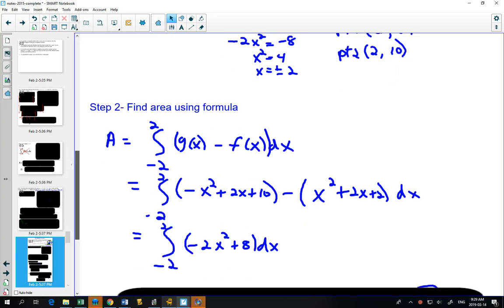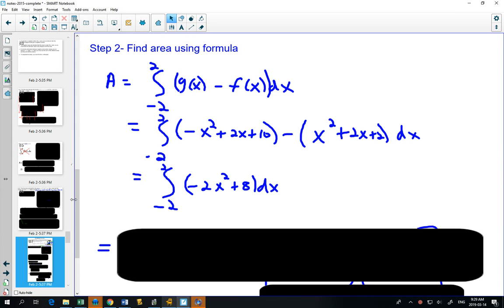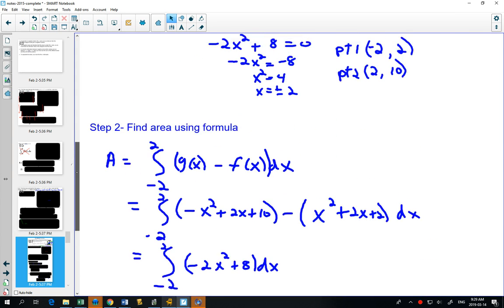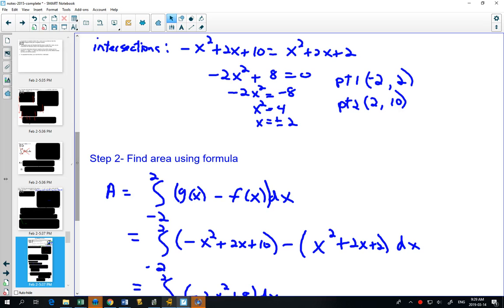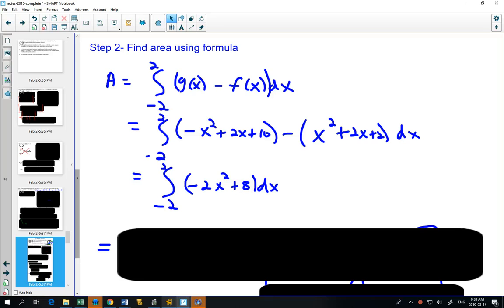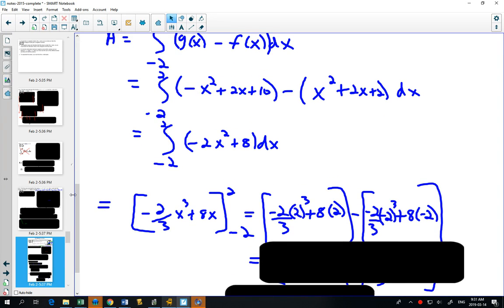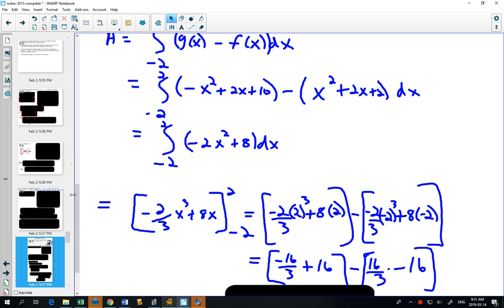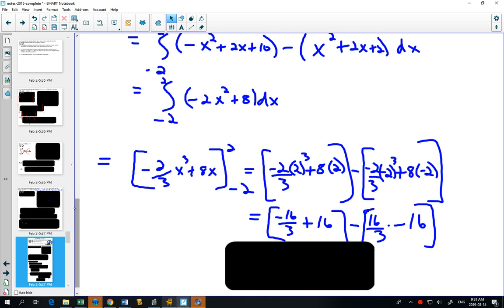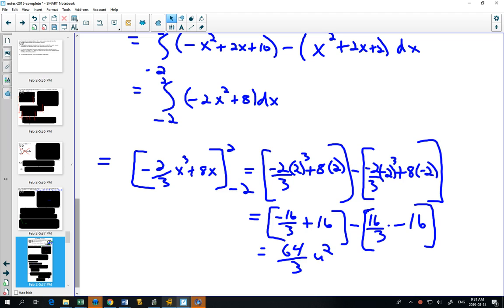Is it all right if I slide down to step 2? Not quite. We can evaluate, plug in all those numbers, and simplify. And it's pretty cool. 64/3 units squared.